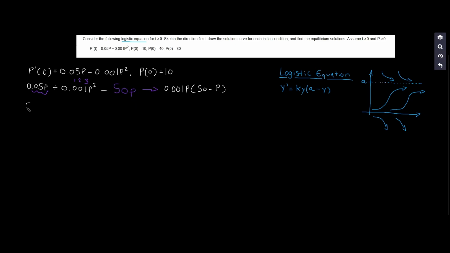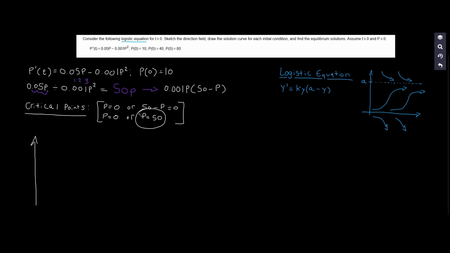Let's write out our critical points. Okay, so these are our critical points. Why? Because 50 minus p, and then if you move the p over to the right side of the equation, it's going to be p equals 50. So here's our critical point, or our equilibrium point, 50. And our other equilibrium point is 0.